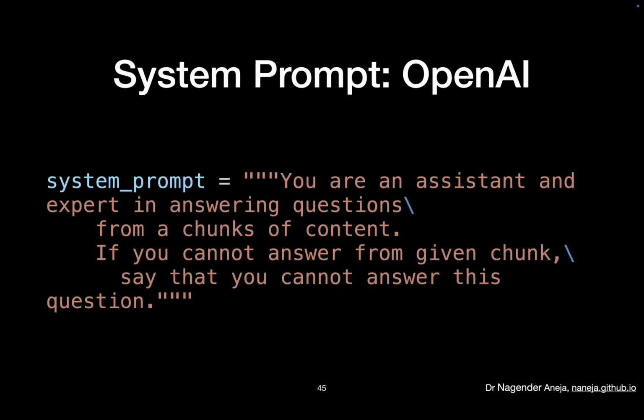Okay, now since we are going back to the language model, we need to do some prompting techniques. So our system prompt: you are an assistant and expert in answering questions from a chunk of content. So we're telling it that it is an expert in answering questions from chunks of content, and it needs to answer based on the chunks that we have passed. If you can't answer from the given chunk, say that you can't answer this question. This is important if you really want your answer not to be generated from its own knowledge, but only from the chunk. And if it's not there, then it should say I can't answer this question.